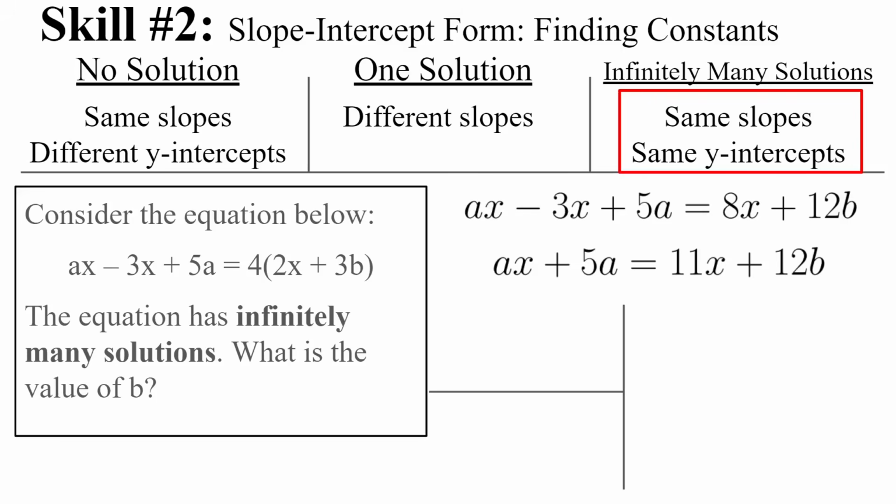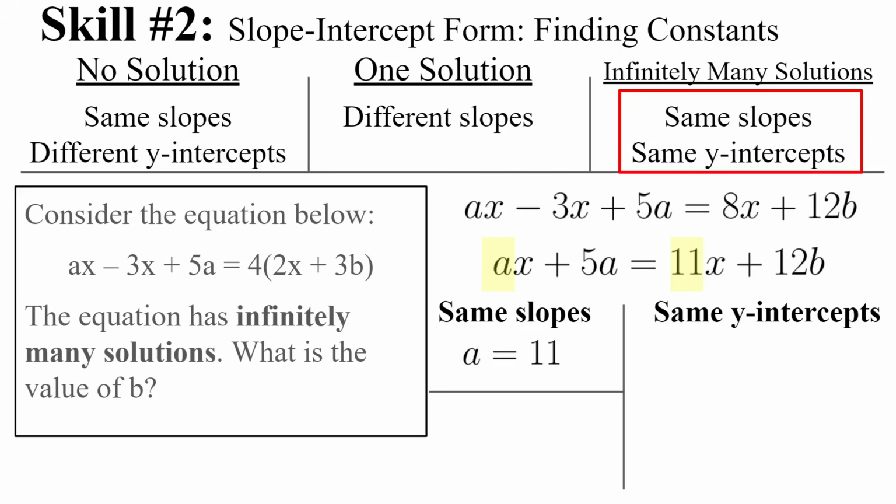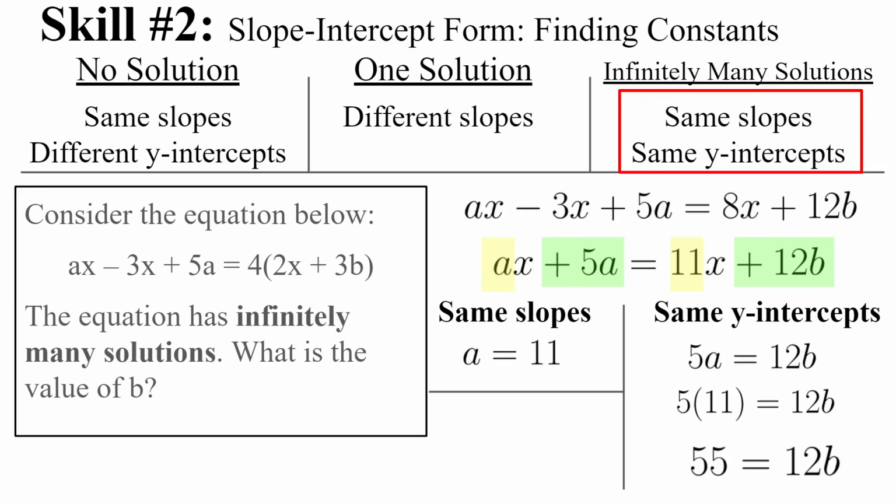Okay, so we know these guys are same slope, same y-intercept. So we are going to pick out the slopes, a and 11. So a is equal to 11. And now we're going to pick out the y-intercepts. So the y-intercepts are 5a and 12b. And they're the same, so we're going to set those equal. 5a equals 12b. And now we can take the a equals 11 and plug that in. And we get 55 equals 12b. And now to get b by itself, we're going to divide both sides by 12. And we get b equals 55 divided by 12, which is our answer.